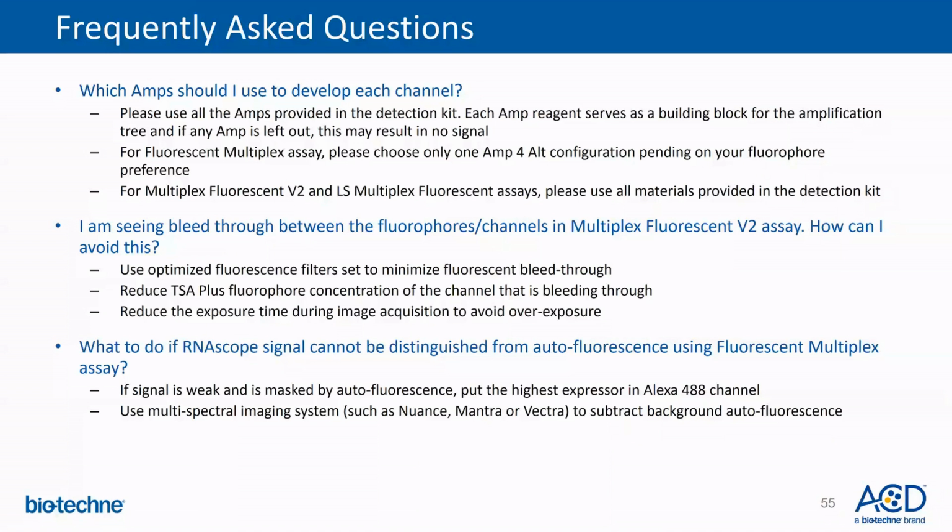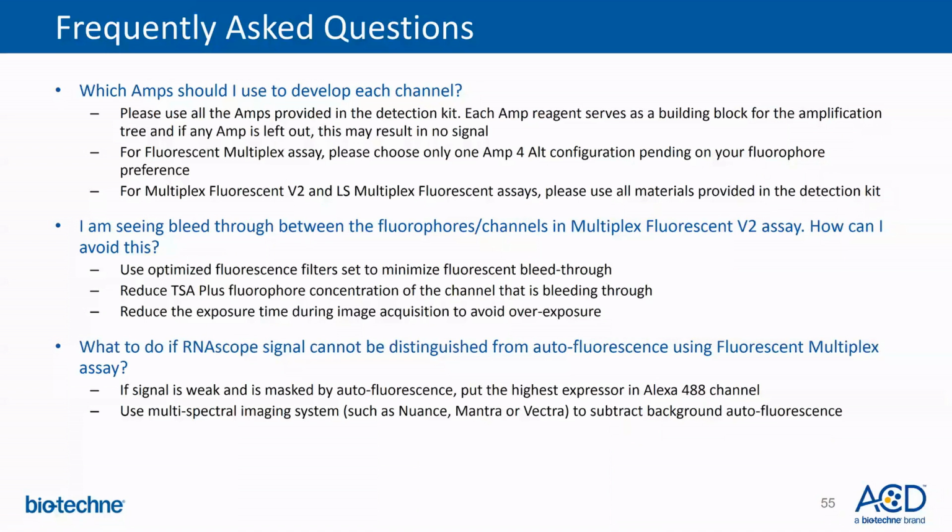I am seeing bleed through between the fluorophore or channels in multiplex fluorescent V2 assay. How can I avoid this? Use optimized fluorescence filters to minimize fluorescent bleed through. Reduce TSA Plus fluorophore concentration of the channel that is bleeding through. Reduce the exposure time during image acquisition to avoid overexposure.